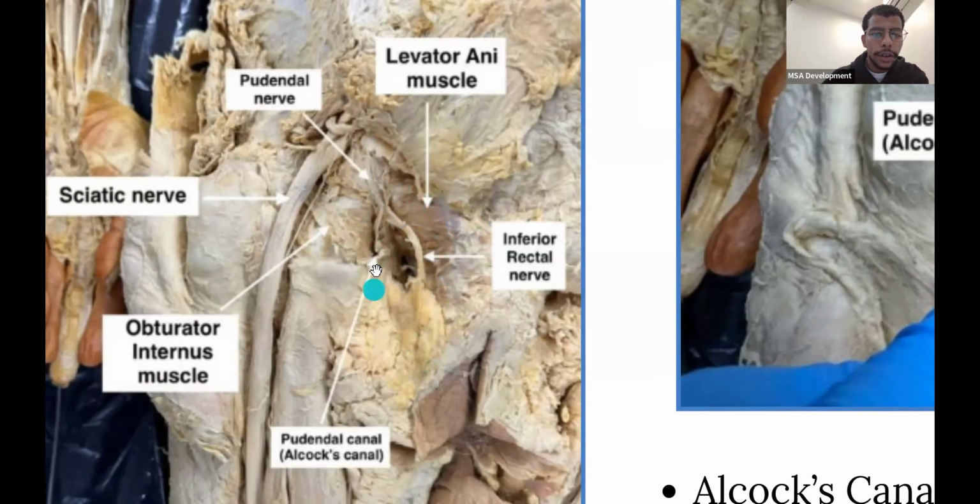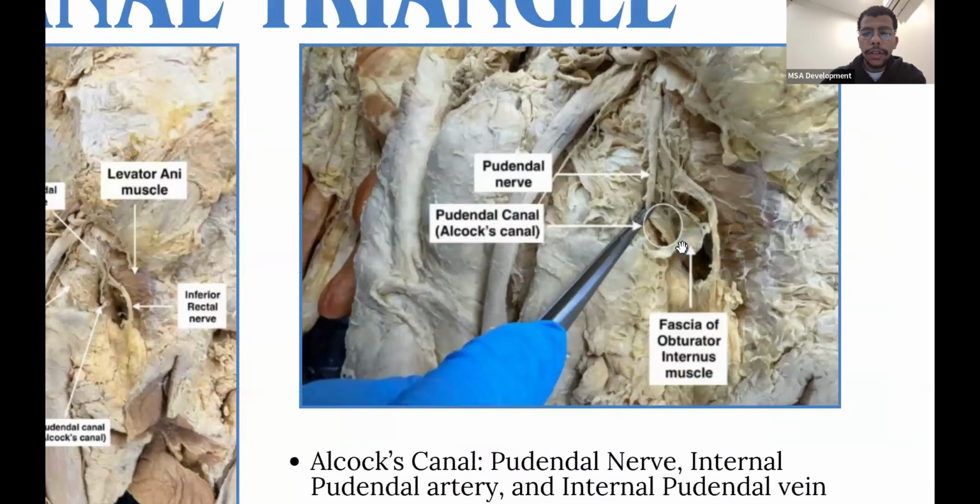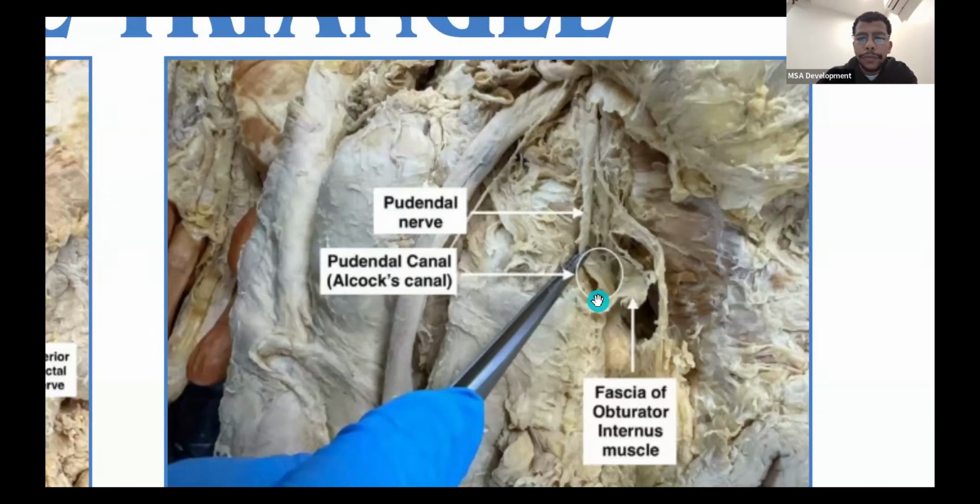And then remember, we mentioned that the pudendal nerve goes through something called Alcock's canal. This is Alcock's canal here, which is deep to the obturator fascia, covering the obturator internus muscle. Let me zoom in here so that you guys can see. As I mentioned, the pudendal nerve goes into Alcock's canal. As you guys can see, this is the fascia covering the obturator internus. Here's where you can find the Alcock's canal.